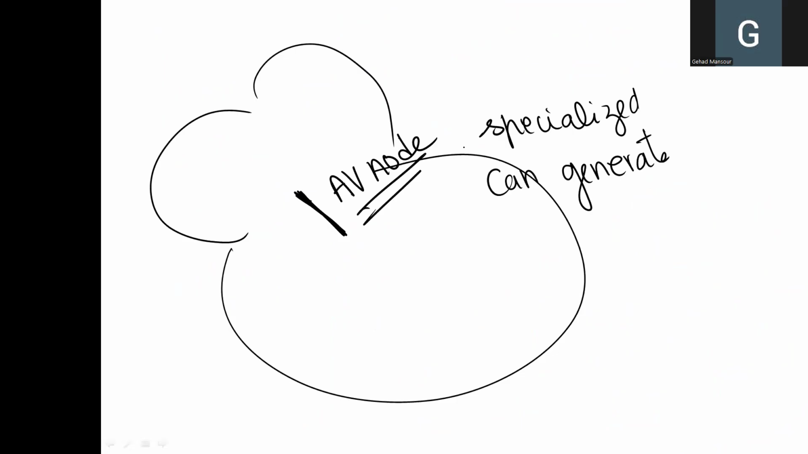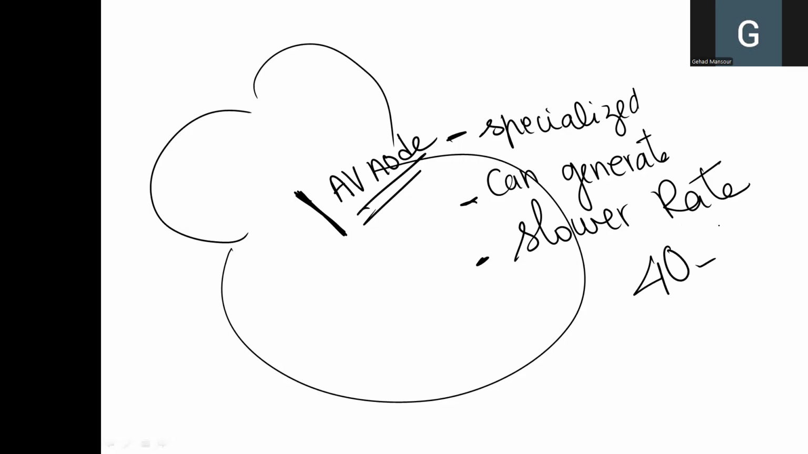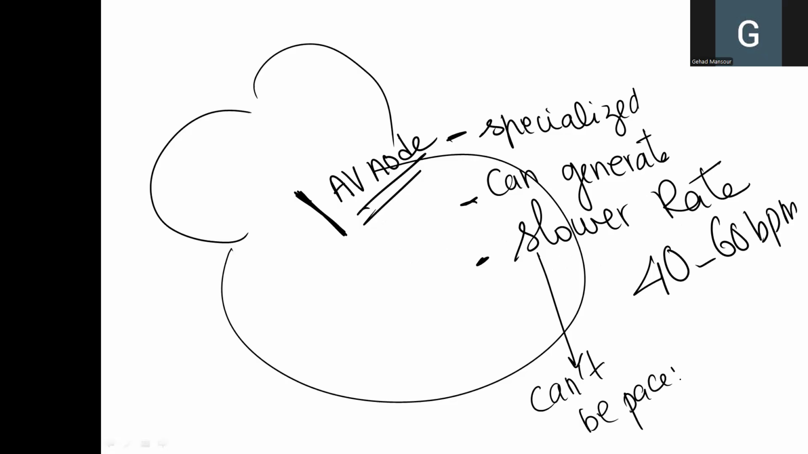But the problem is, it's a problem and an advantage at the same time. It has a slower rate than the sinoatrial node, which ranges between 40 and 60 beats per minute. Why is it a disadvantage? It is a disadvantage for the AV node because it does not allow the AV node to be the pacemaker. Under normal conditions, it can't be the pacemaker of the heart. It's not a problem for the heart. It's not a problem for the human being. It's a problem for the atrioventricular node.